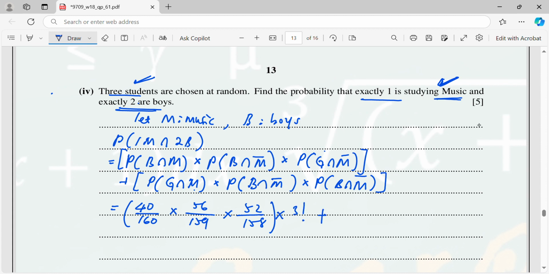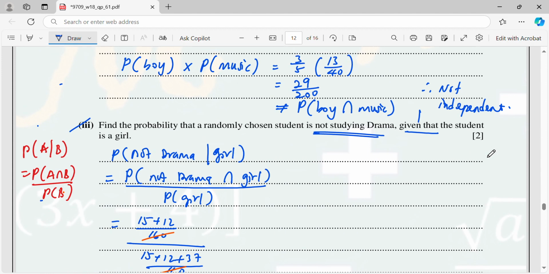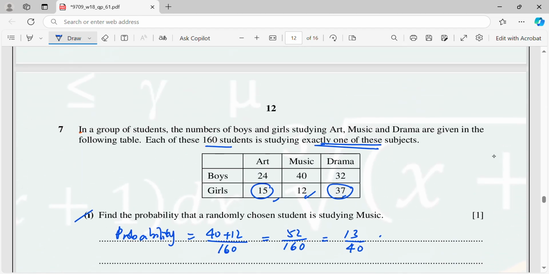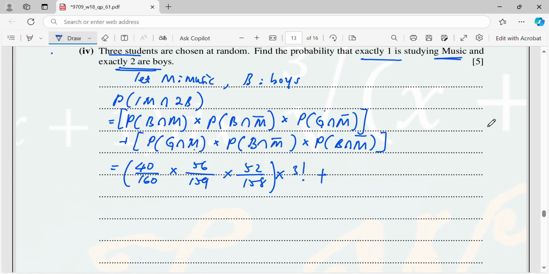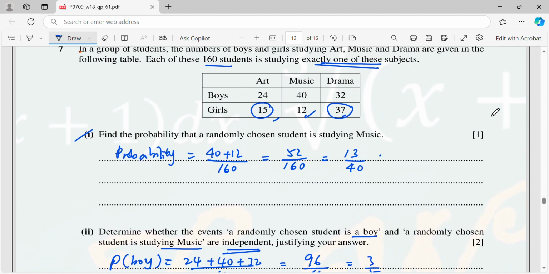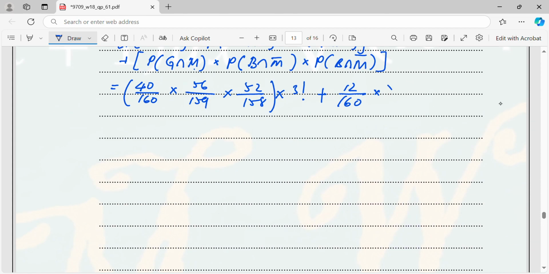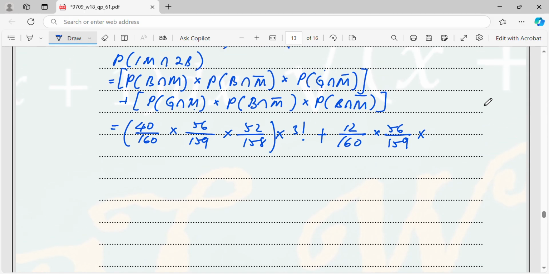Okay, plus now girl with music. Girl with music, it will be girl with music 12. Initially it was 162 students. Then multiplied with boy and not music. So boy and not music, basically we have counted just now. So total here is 56 over 159, times boy and not music. So boys and not music, that will be 55 over 158.